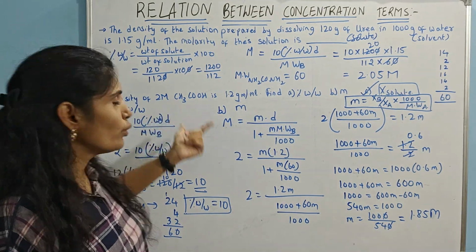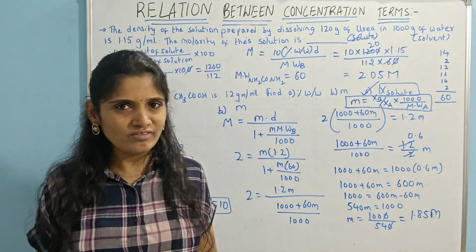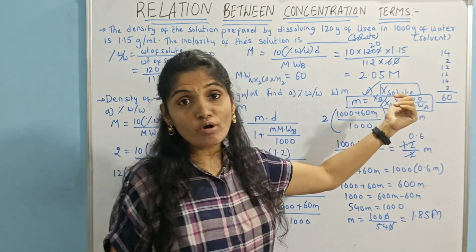Here, he has given ethanoic acid. Ethanoic acid is an acid, so it will be in water only, and then only it can release H plus. So your solvent will be water. So the molecular weight of the solvent, water, will be 18.